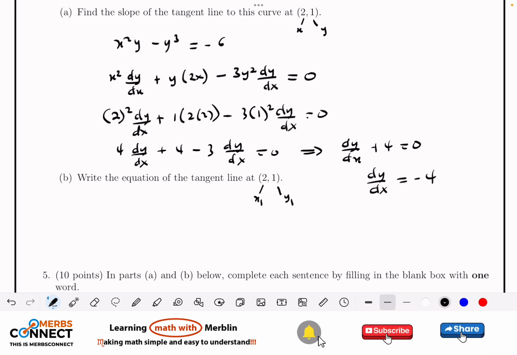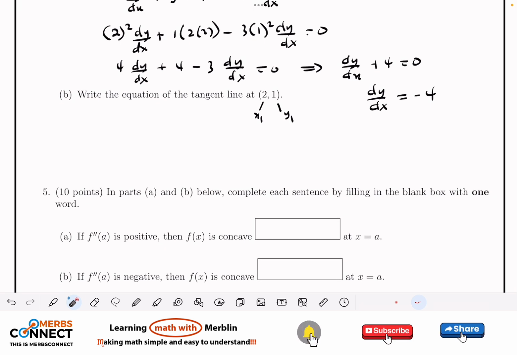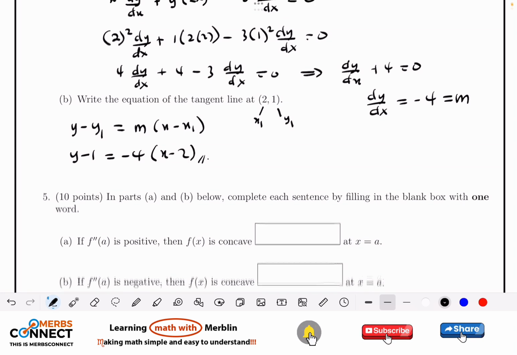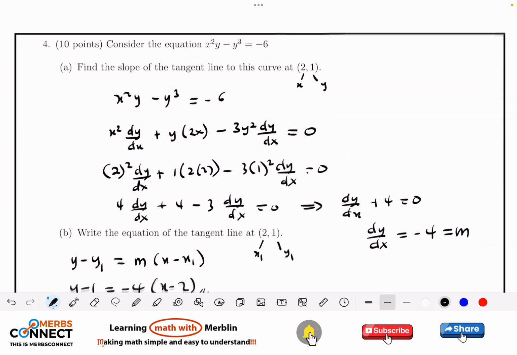So this is the hard work for A, because B is just substitution, since we know the slope. That's the hard work. B asks, what's the equation of the tangent line? So we know that y minus y1 is equal to m times x minus x1. The slope is the same as dy over dx. We know x1, we know y1. So just substitution and we are done. So y minus 1 is equal to m, which is minus 4, times x minus 2, and we are done. So the hard work was A. The bonus is B. So you do the hard work, then you get the bonus.